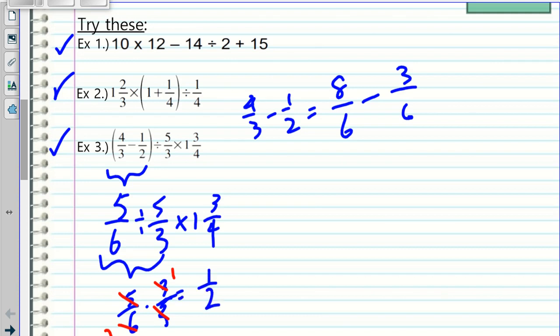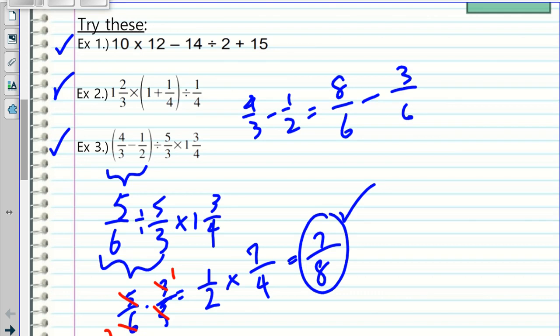So 1/2 times 1 3/4. So I gotta convert that too. So what is that? 4 times 1 is 4, plus 3 is 7, right? So that's 7. 2 times 4 is 8. Nice. Okay, wow. Almost wish I didn't go over number 4. All right, knowing how fast these went, but it's okay. All right, so that's that.